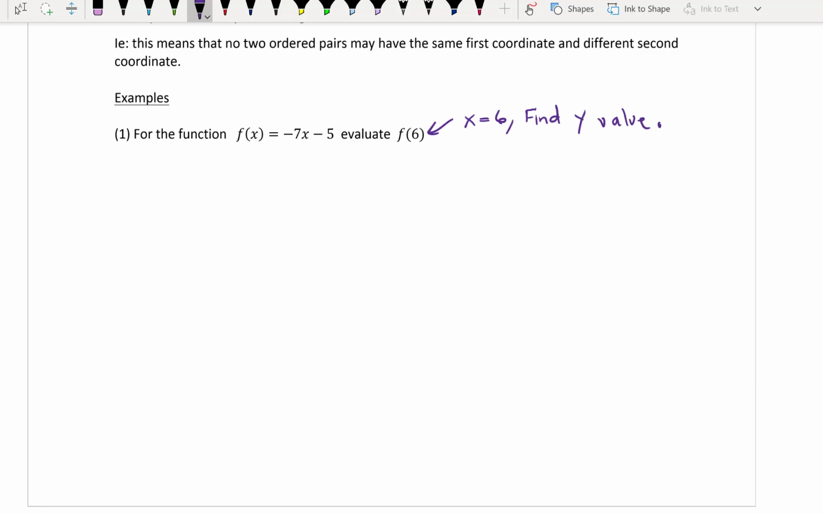Before, in previous chapters, we had that y was equal to mx plus b. So y was equal to your slope times the x-coordinate plus the y-intercept. Now it's saying we actually have the equation y is equal to negative 7x minus 5. So wherever we see this x value, we are going to plug in this value, and this value is going to be 6.